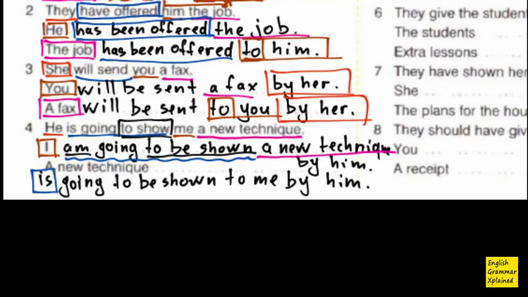And a new technique is basically it, and it is used with is, not with am. And here I have my indirect object with preposition to connect it to the main verb. And then I have the agent here and here.